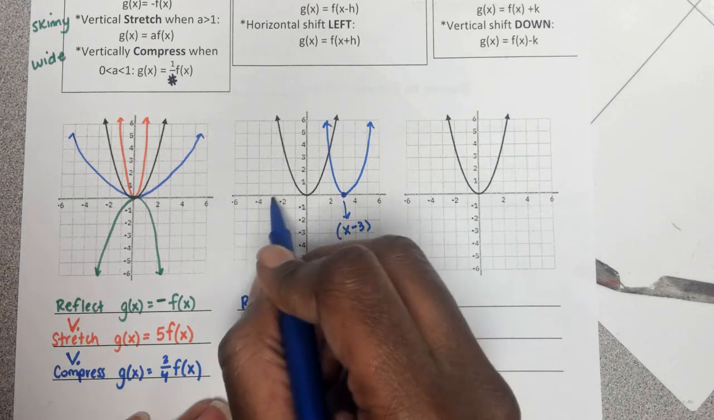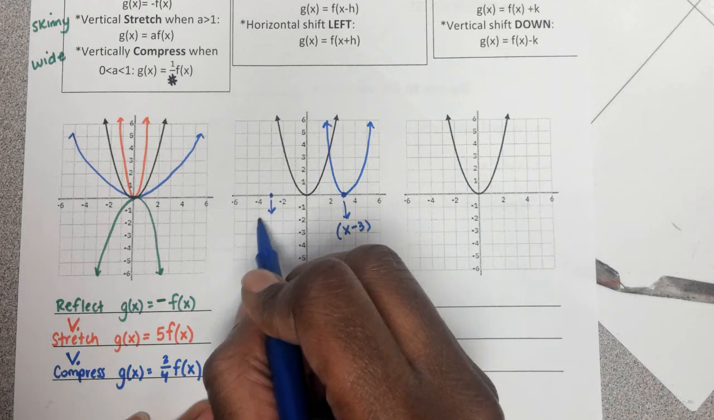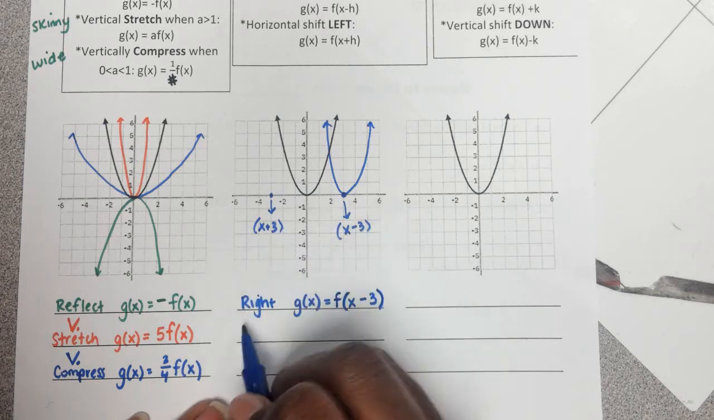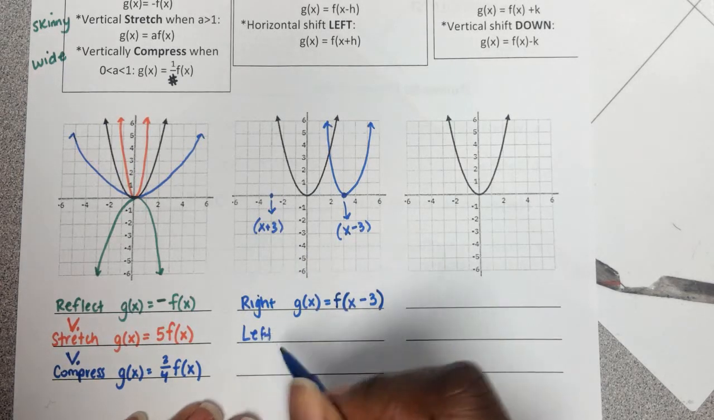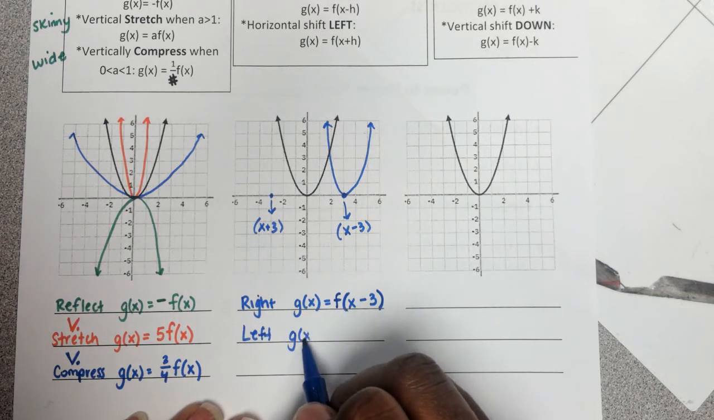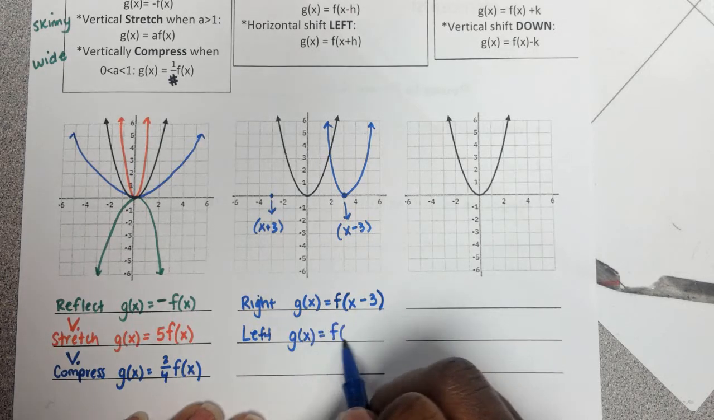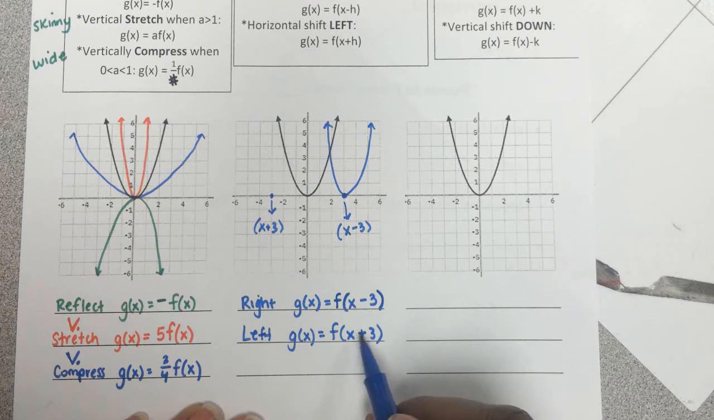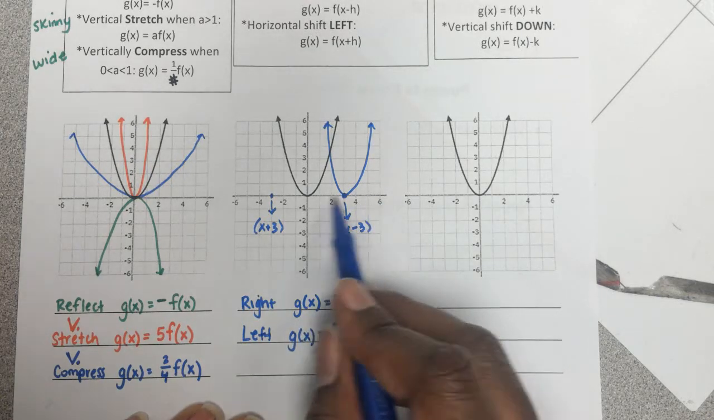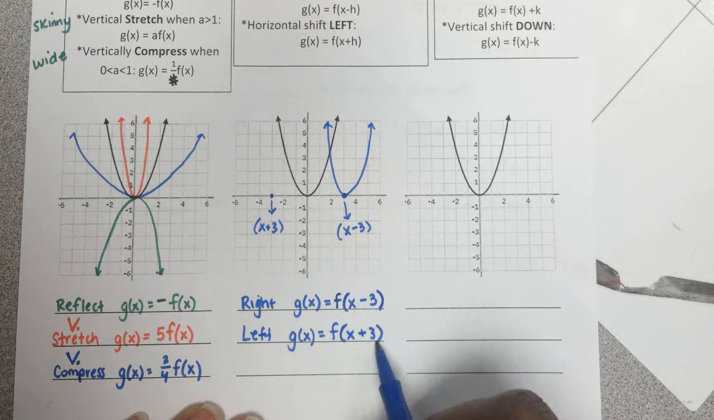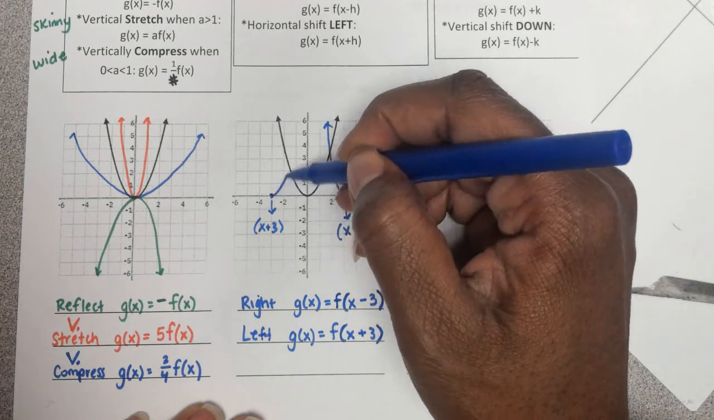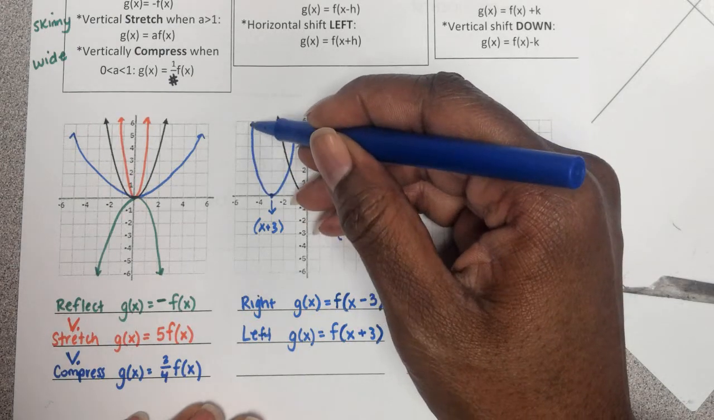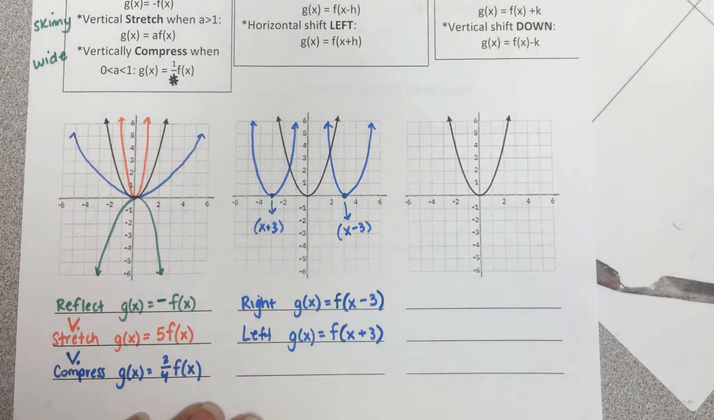However, if I want to move it over here to the left, then I would have an x + 3 in there. Remember, usually positives are over here, but when you put it in parentheses, it causes the opposite effect, which means it moves it to the left.